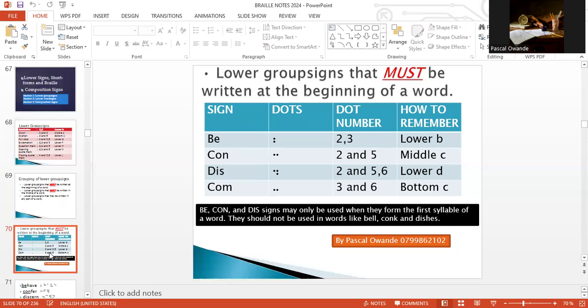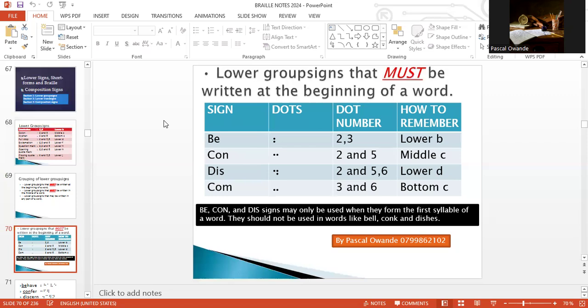Com: communicate, compact, computer, comment, command, commemorate, compensate, among others. So we say that BE, con, and these signs may only be used when they form the first syllable of the word. And they should not be used in words like bell. Bell is not having BE, it is B.